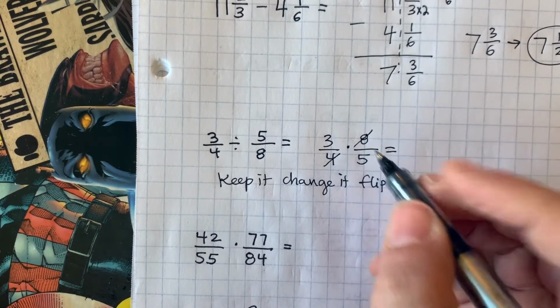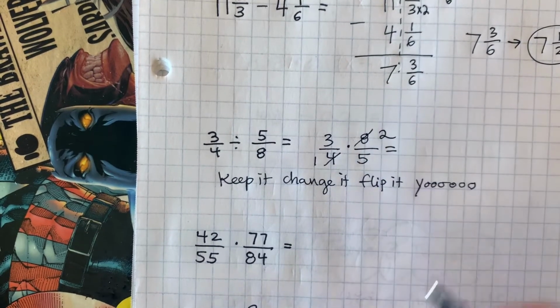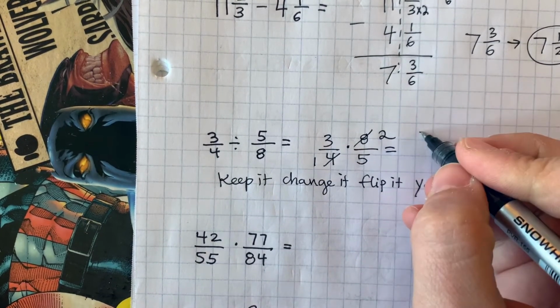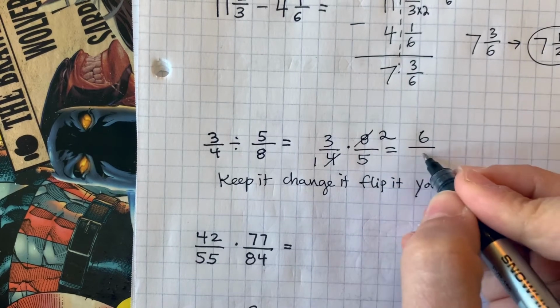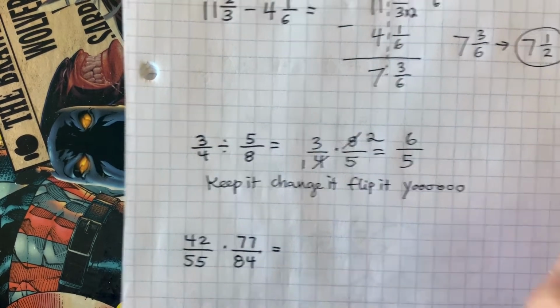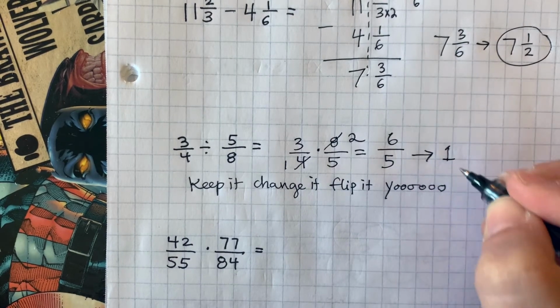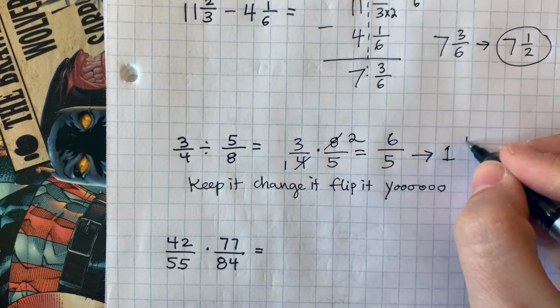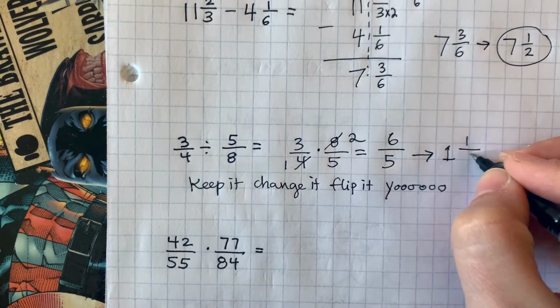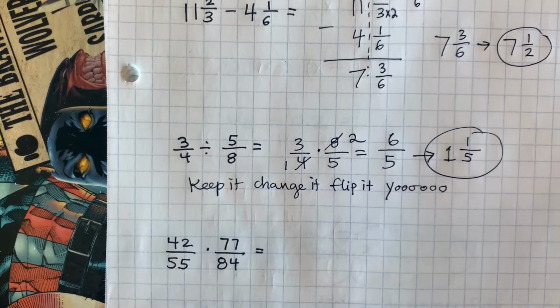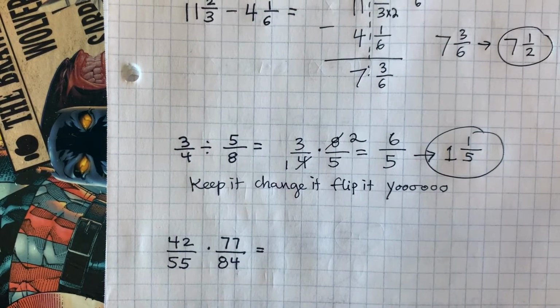I can divide these by 4, and I get this. 3 times 2 is 6, and 1 times 5 is 5. I end up with an improper fraction. So I'm going to write a mixed number. 5 goes into 6 one time with a remainder of 1, and I keep my 5. So 1 and 1/5 is my answer.